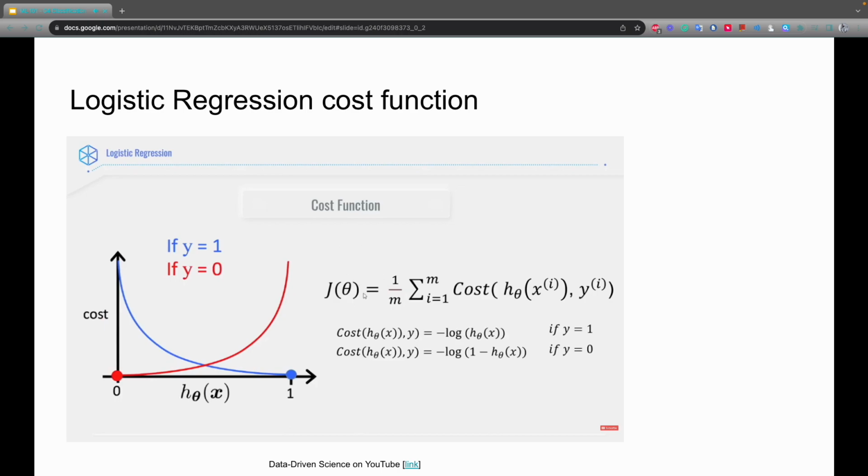So let's go with this equation. J of theta equals 1 by m, summation of i goes from 1 to m, cost of h of theta x, comma y of i. Now this J of theta is our cost function.